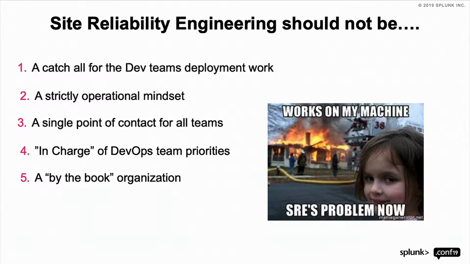Make them strategic. They're also not in charge of DevOps teams' priorities, which means that they're not dictating what the backlog should look like. They're not dictating what bug fixes should look like. They're not dictating what a scoring session should include. Any of that stuff is still within the realm of the DevOps team. And again, not a by-the-book organization. So this is something that I see in a lot of the customers that I support today, where they have a charter for site reliability engineering and everybody has to follow these very rigid guidelines. And that's kind of defeating the purpose of it. So don't make it a rigid, static thing.